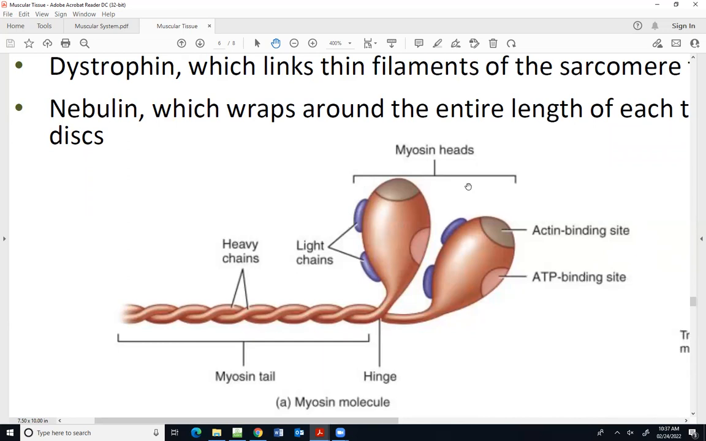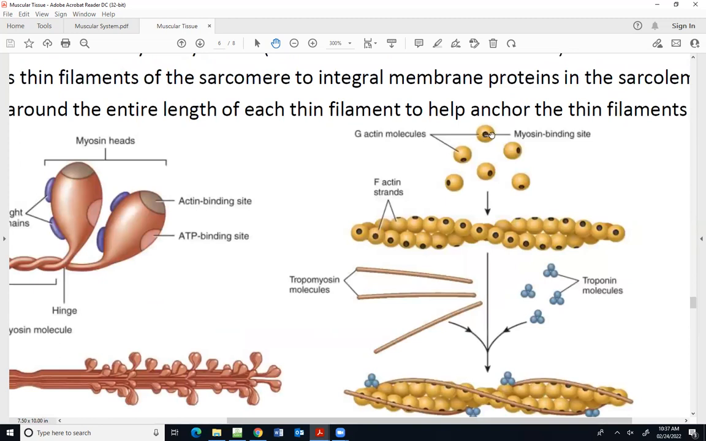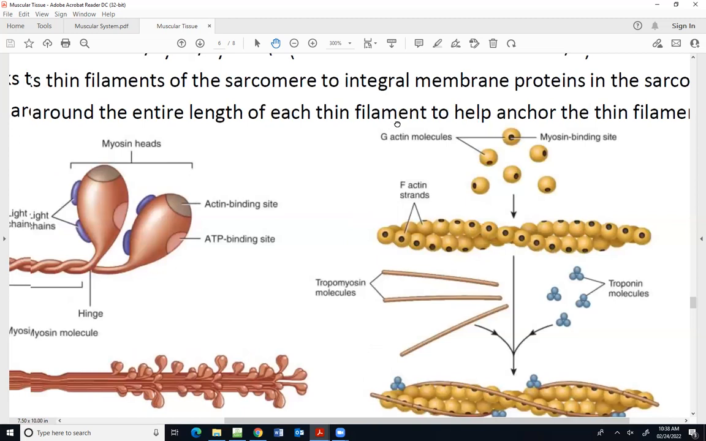Associated with both heads are what we call actin binding sites and ATP binding sites, which do exactly what their name implies. When ATP binds to the binding site, it gives energy that then allows the head to connect and pull on actin when it binds to actin. Now, each of these actin binding sites is able to connect to myosin binding sites on actin, and that forms what we call a cross bridge, a connection between the thick and thin filaments.